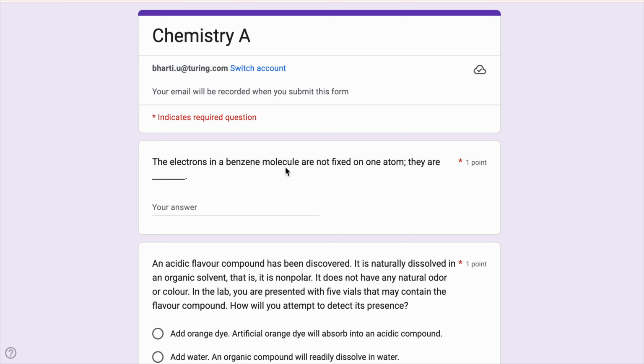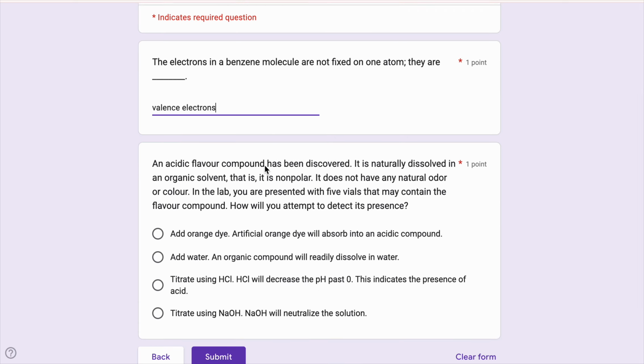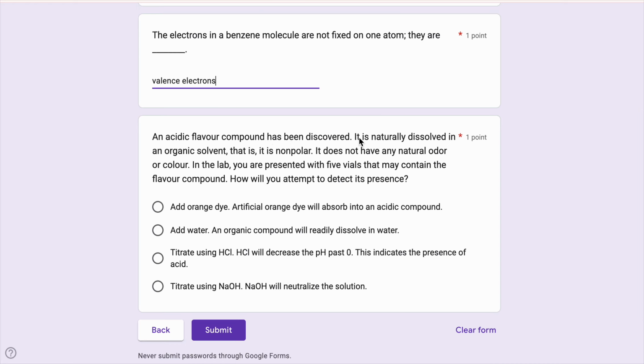The electrons in a benzene molecule are not fixed on one atom. They are valence electrons. An acidic flavor compound has been discovered. It is naturally dissolved in an organic solvent, that is, it is non-polar. It does not have any natural odor or color. In the lab, you are presented with 5 vials that may contain the flavor compound. How will you attempt to detect its presence?